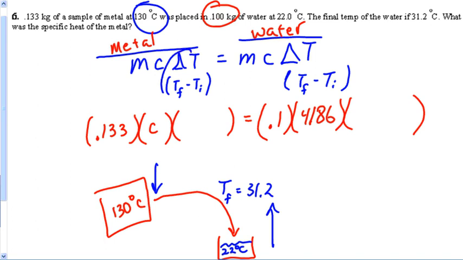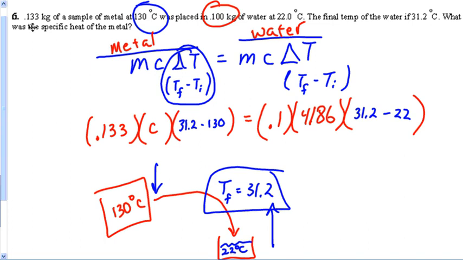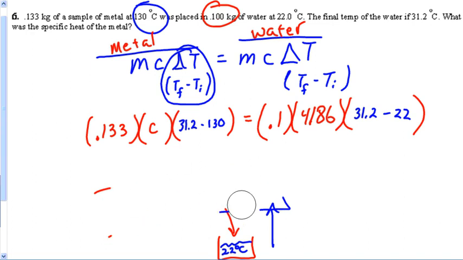So delta T for the metal would be 31.2 minus 130. And then over here, it'd be 31.2 minus 22 for the water, because that would be your delta T for the water. But that was the trick. And that's why I'll throw you a couple of points if you figure this one out. Let's see if we can do the math on this one now. We'll work this one out in the long run.